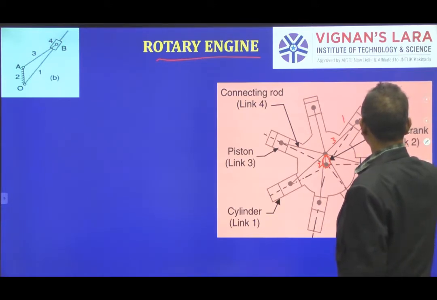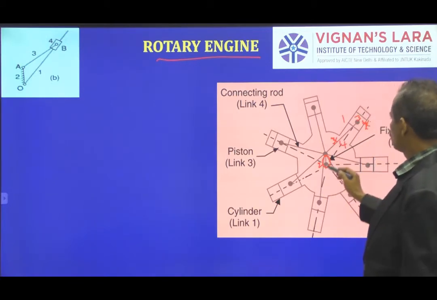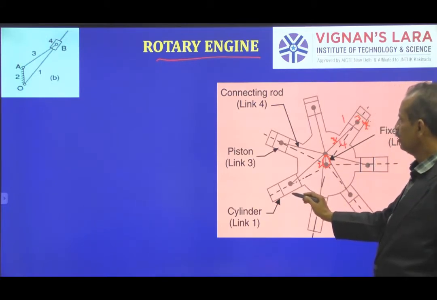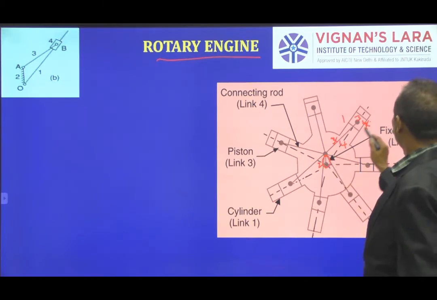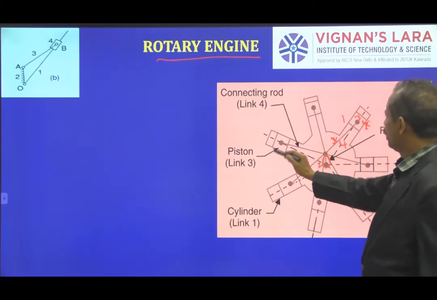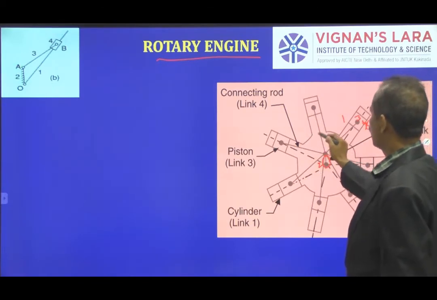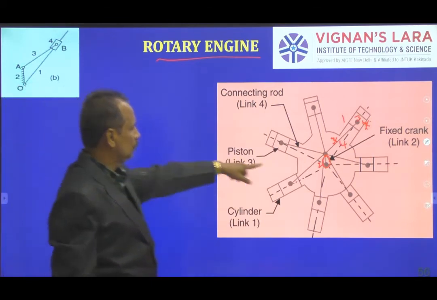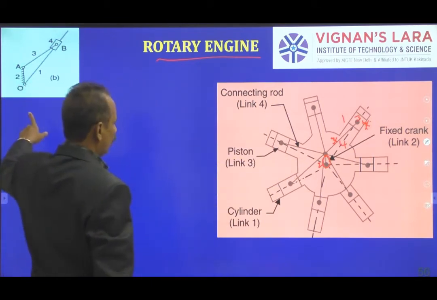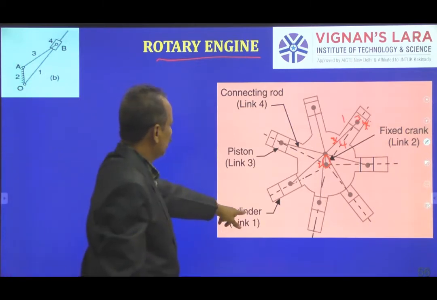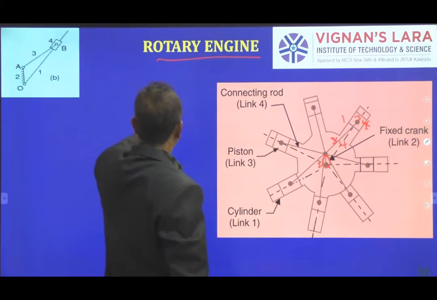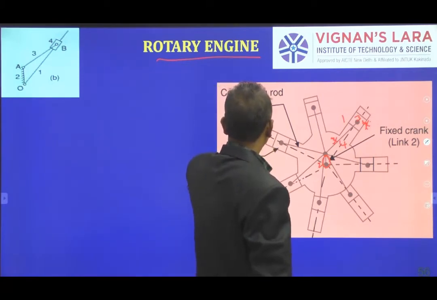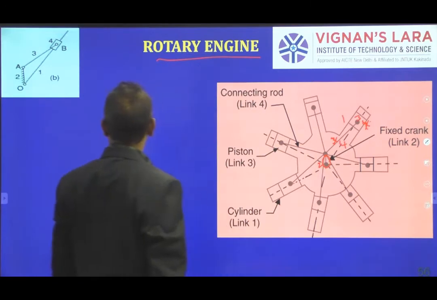This is 3 and this is 4. So cylinder is 1 and 2 is crank and 3 is shown as a piston and the 4th one is a connecting rod. You can see here 2. Okay. Then 1, that is the cylinder. Then the 3rd one is your piston and the 4th one is your connecting rod.